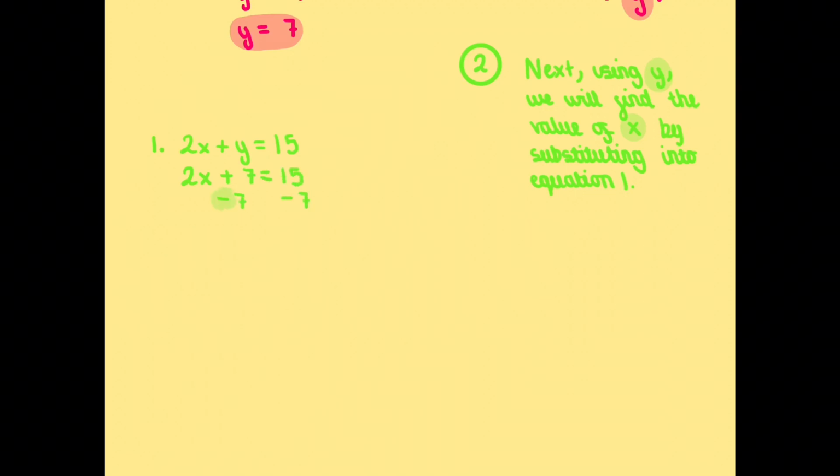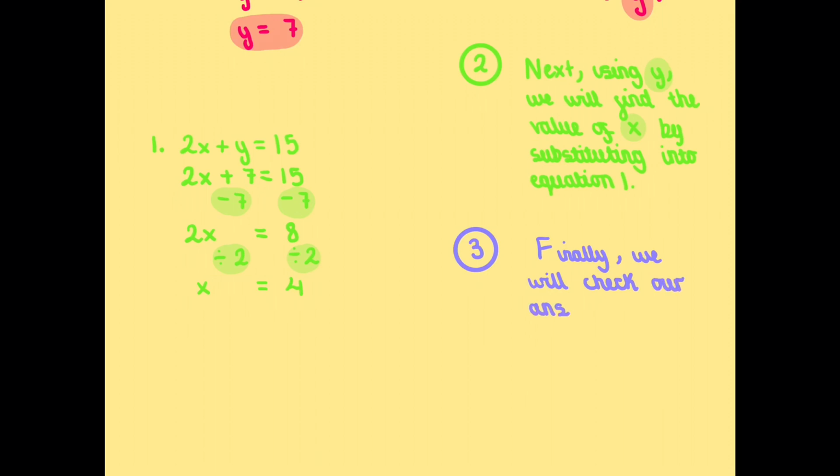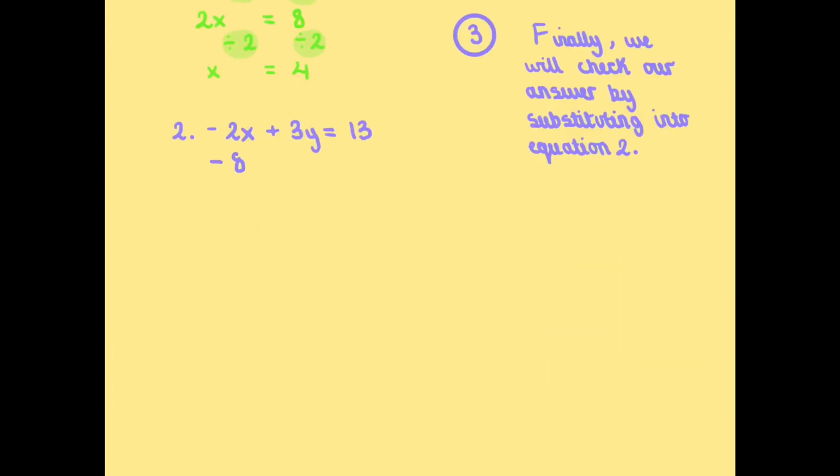Now all we do is substitute y, which is 7, into the equation, which would be 2x plus 7 equals 15, minus 7 minus 7, 2x equals 8. You divide both sides by 2 to get rid of the 2 next to the x, and x would be equal to 4. And our final step would be checking our answer by substituting into the other equation.